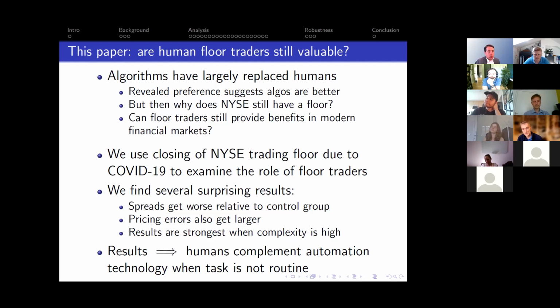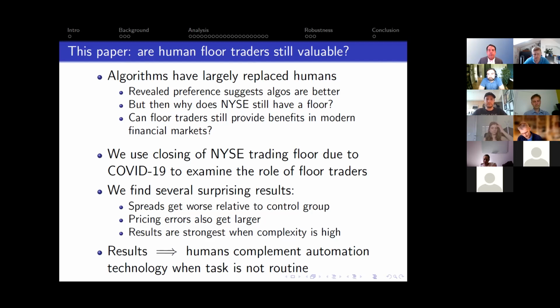So what do we find? We actually find, I think, very clear evidence that spreads, both quoted and effective, get worse when the NYSE floor closes relative to several different control groups. And the effects are pretty economically meaningful. We also look at, I see Joel is here, Hasbrouck pricing errors. They get bigger. So it's not just that liquidity degrades a little bit. It actually seems to have bite.